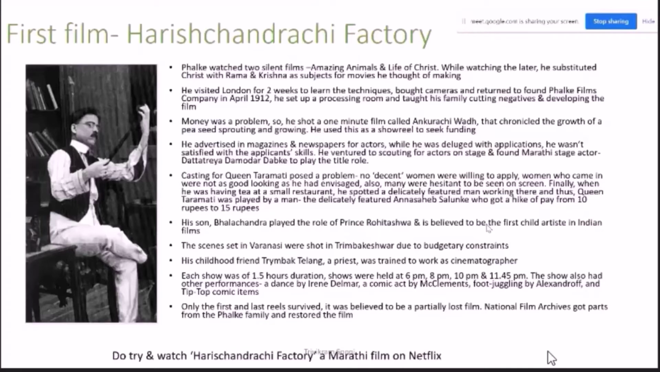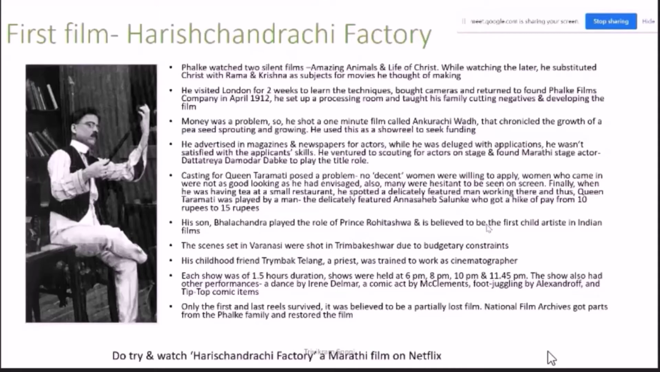Finally, when he was having tea at a small roadside restaurant, he spotted a delicately featured young man who was working there as a cook or something like that. And in him, he found his Queen Taramati. It was played by the delicately featured Anna Sahib Salunke. He got a hike of pay from 10 rupees to 15 rupees. He used to earn 10 rupees a month. So he became an actor slash actress and he got a 5 rupee monthly pay hike.